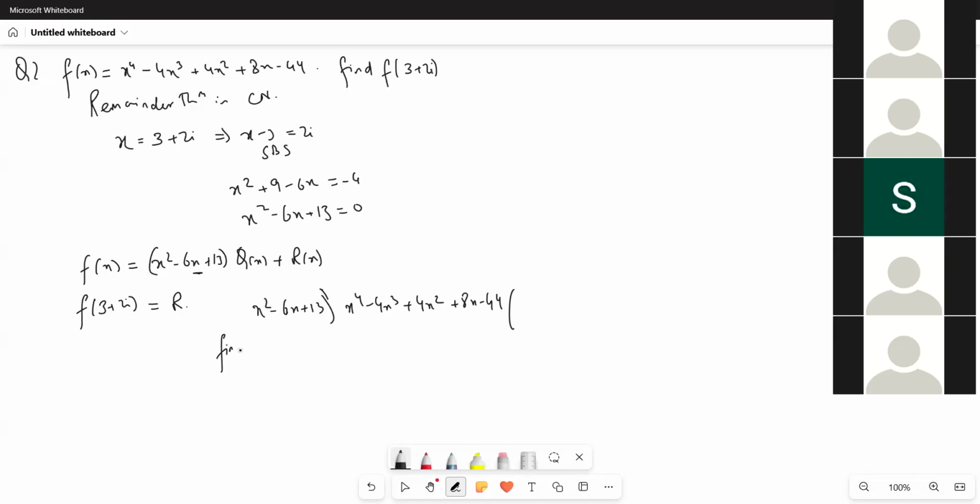फाइंड द रिमाइंडर. बताओ, एनीवन करके बताओ, रिमाइंडर ऑफ दिस. क्या है रिमाइंडर?